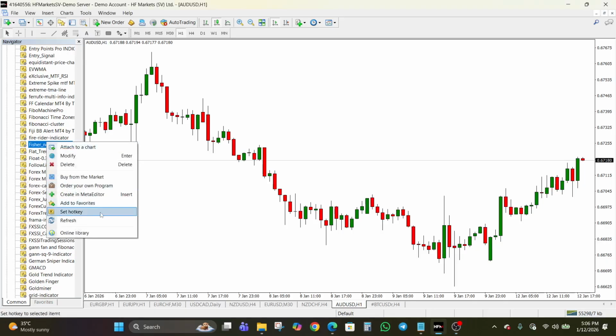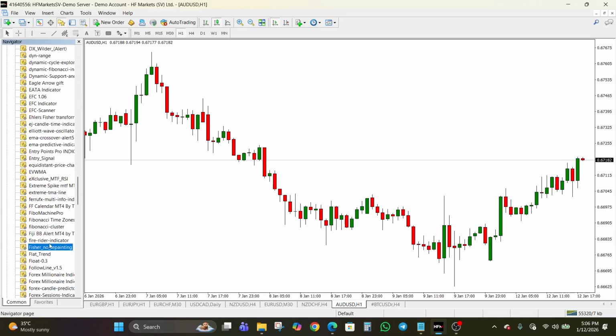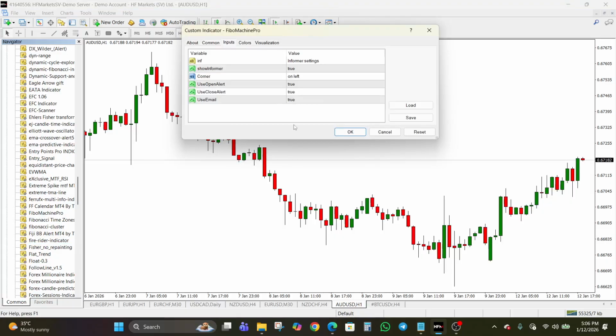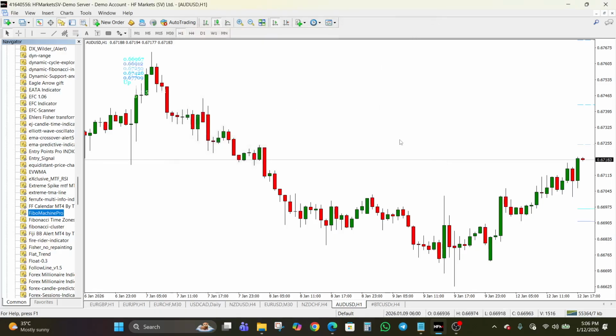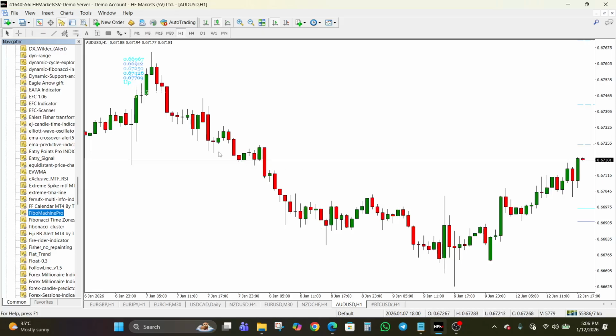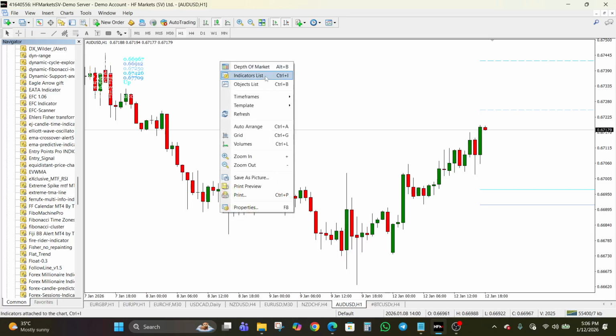After doing that, you just have to refresh your navigator and then you drag and drop your Fibo Machine Pro to your chart. Ensure that the allow DLL imports box is checked, and then for your input you can see the custom settings here. Feel free to modify them according to your taste. Now we can see that the indicator is designed to instantly scan your chart and plot Fibonacci levels without manual drawing.